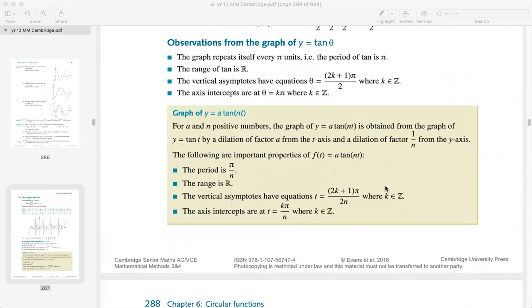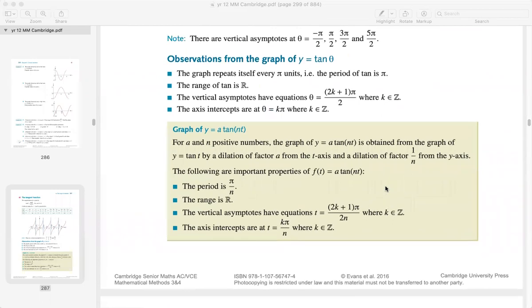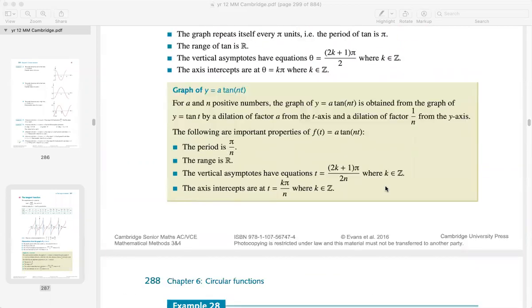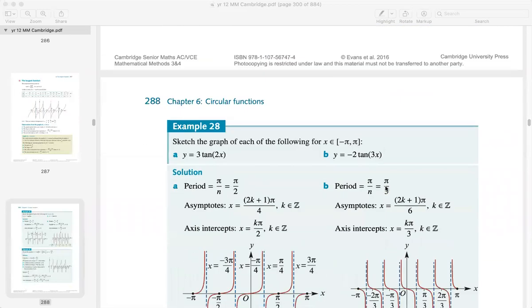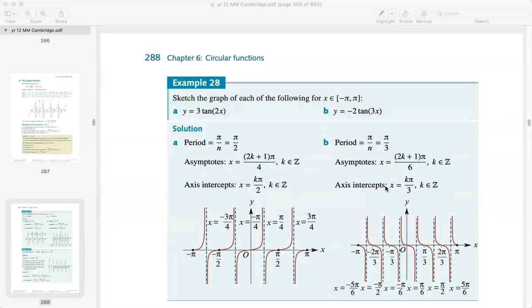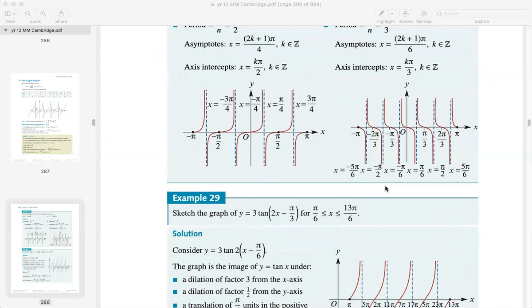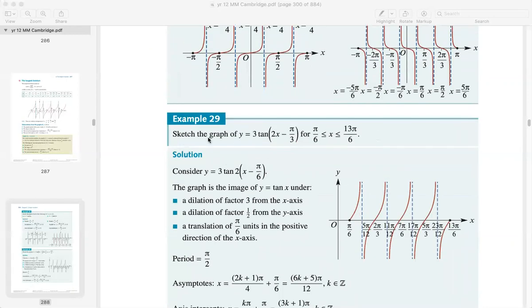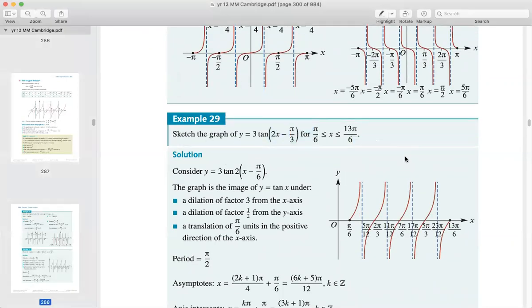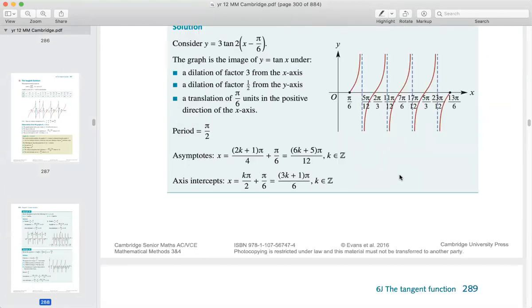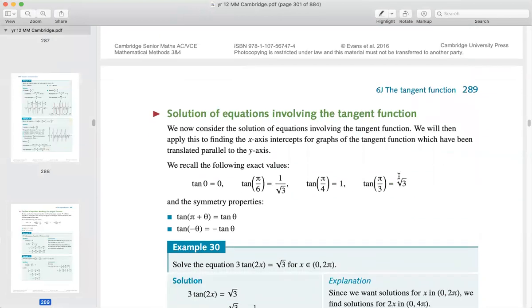So for the tangent theta graphs, the period is pi over m, the range is R, and the x-axis intercept is k pi over m. It's pretty basic. To sketch the graph, just make sure you draw the asymptotes and find the x-axis intercept. And again, example 29 involves period change and shifting. Pretty straightforward.